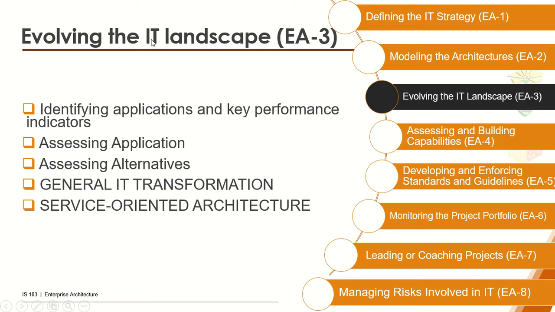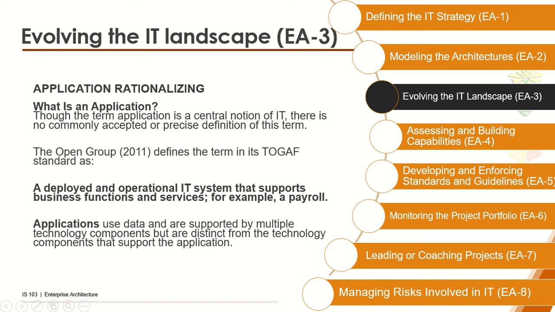So in this activity of enterprise architecture, we will be application rationalizing or identifying applications by their key performance indicators. We also have assessing applications, assessing alternatives, general IT transformation, and service-oriented architecture. Okay, so the first major step in such an initiative of application rationalization is evidently to get an overview of the current set of applications.